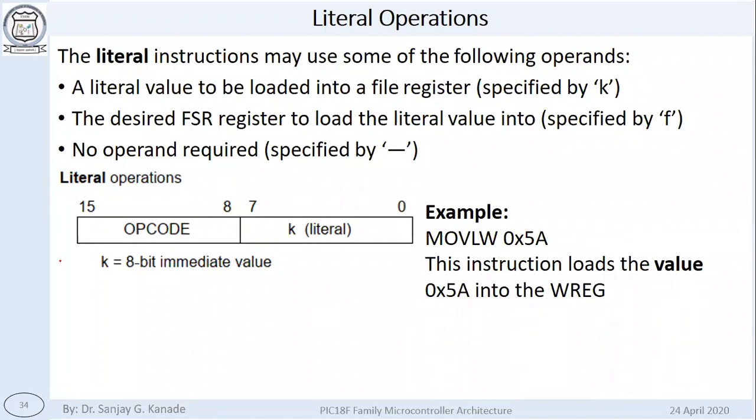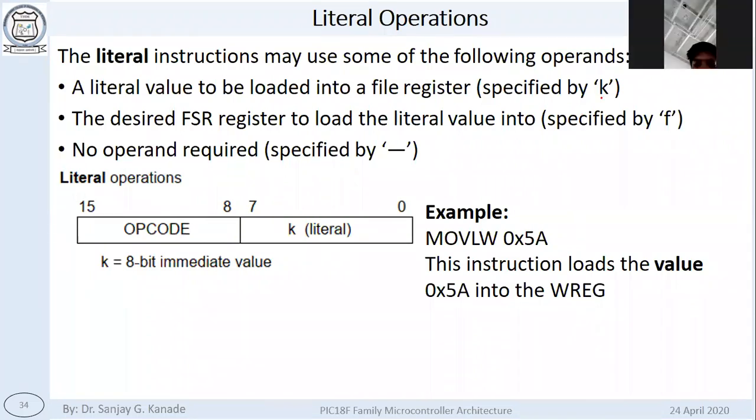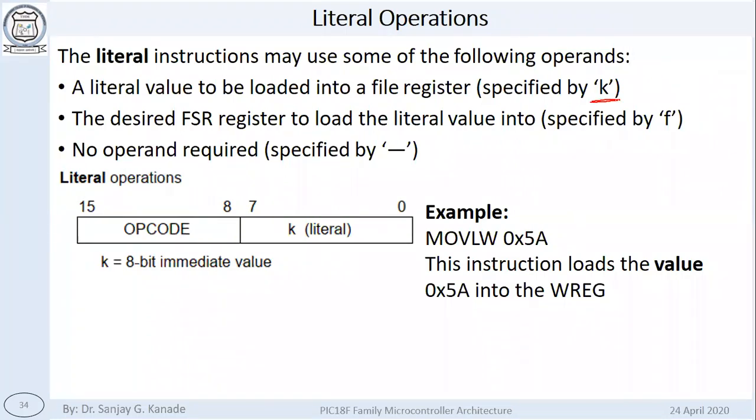In general, this literal is mostly specified by k while writing an instruction in syntax form. Whenever in a syntax we see k, it means that it is a literal. Similarly, yesterday we saw f being written in the instruction. It means that the instruction is operating on a file register address. These kinds of instructions will, most of the times, have a literal value which will need to be loaded in a file register.